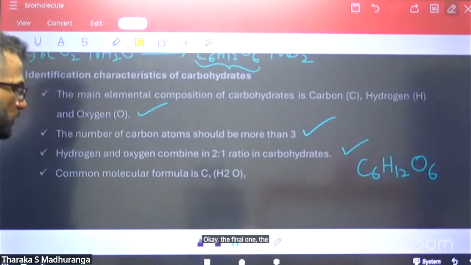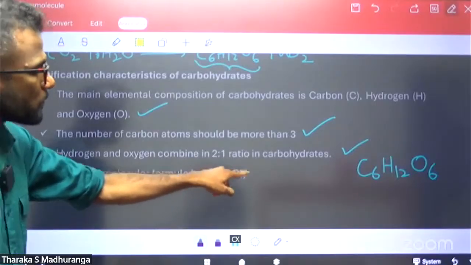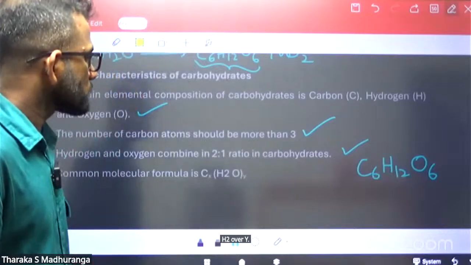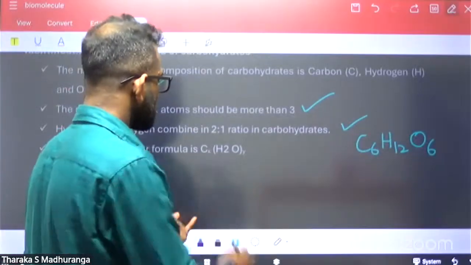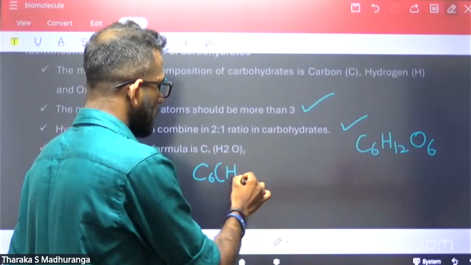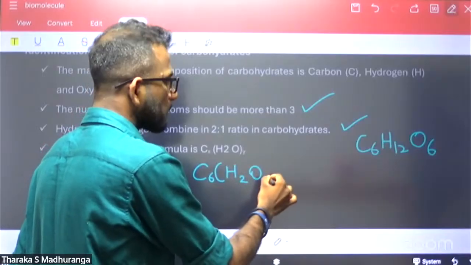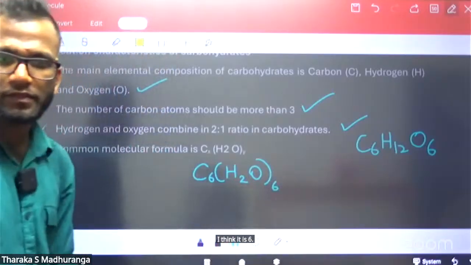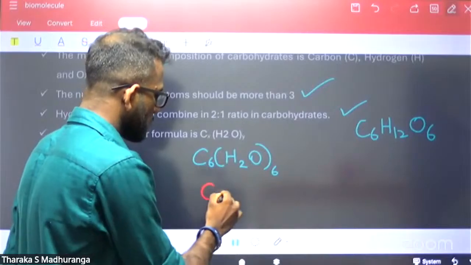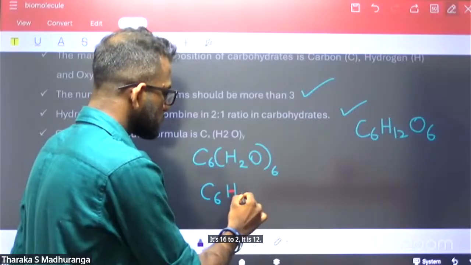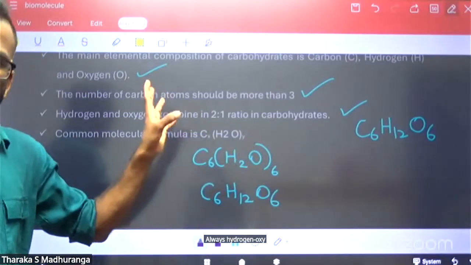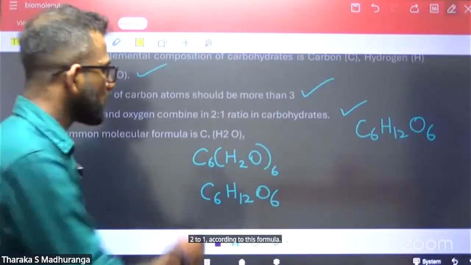Okay, the final one, the common molecular formula CxH2yOy. See, as an example, think x is 6, like this. This is the glucose formula. Okay, now what is the actual meaning? 6 into 2, it is 12. Always oxygen is this value. Always the hydrogen oxygen ratio is 2 to 1 according to this formula.